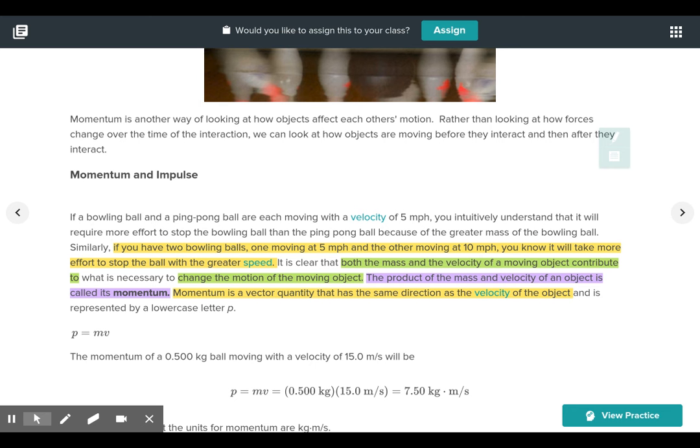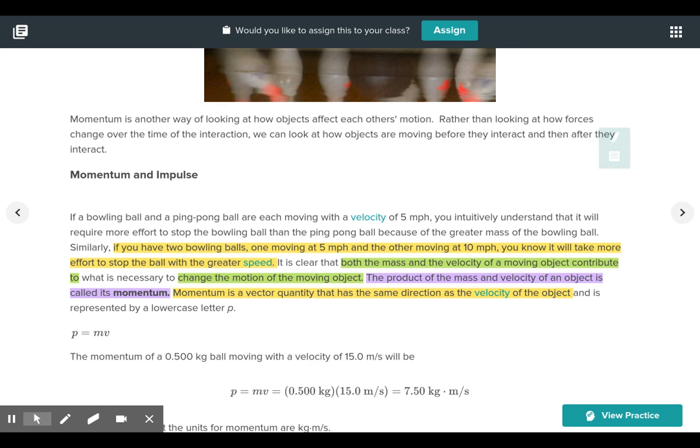Similarly, if you have two bowling balls, one moving at 1 meter per hour and the other one moving at 10 meters per hour, you know it's going to take more effort to stop the one with faster speed, right? So it's clear that both the mass and the velocity of a moving object contribute to what is necessary to change the motion of the moving object. Just like it's moving, you have to make it stop. So the product of the mass and velocity of an object is called the momentum.